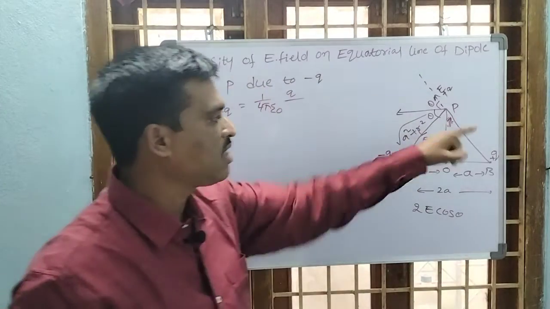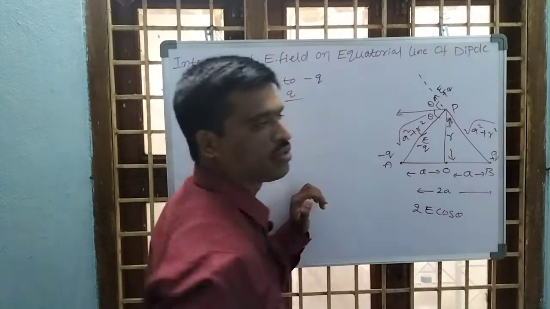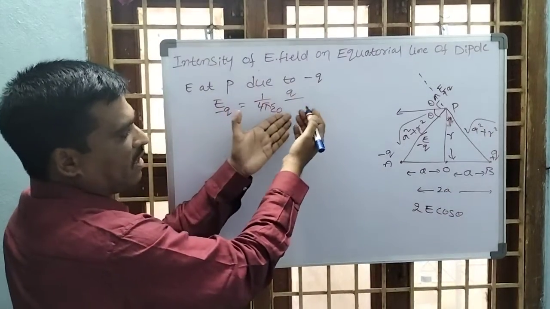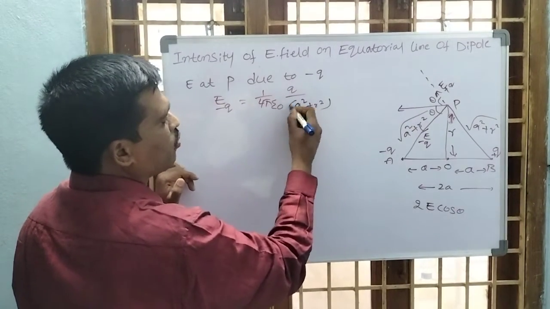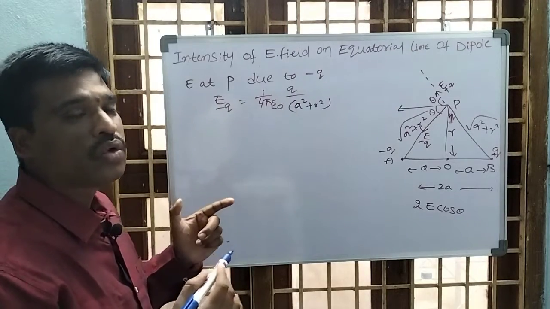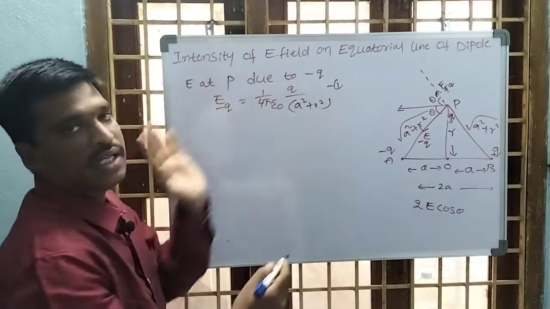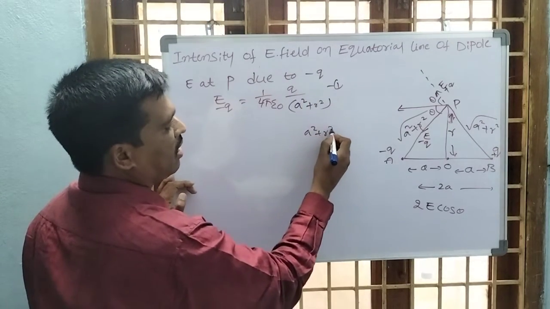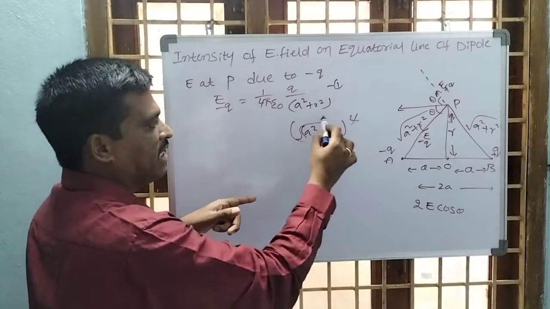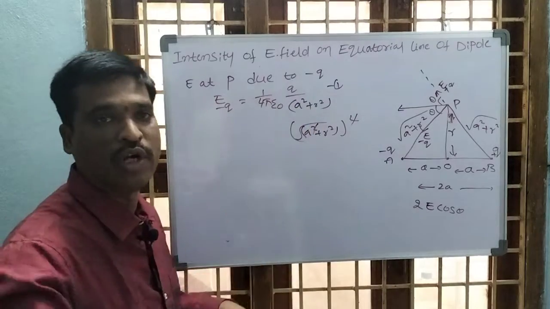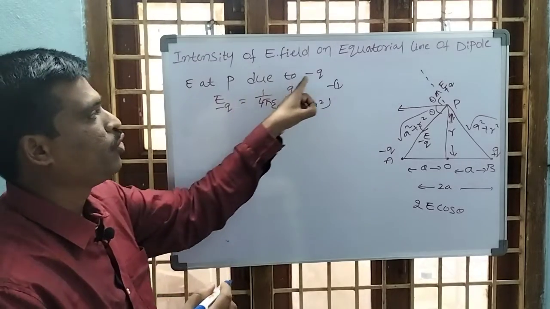Clear now? Here also same, the square root of A square plus R square. Now see here, A square means what here? This one, A square plus R square under root. The root comes here, and the root already has a square here. Both are cancelled like this. So the square root will be cancelled with the square. What is the remaining? A square plus R square only. Okay, now see, this is the intensity of electric field at P due to negative charge.